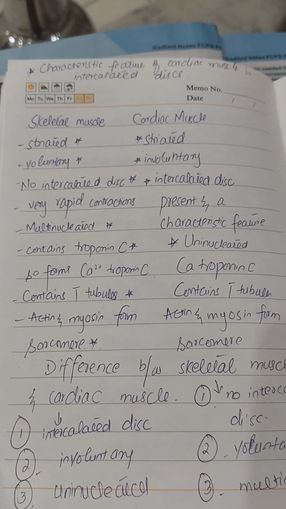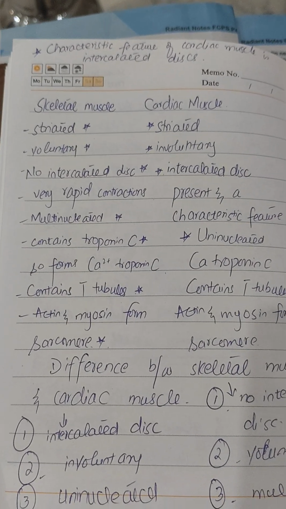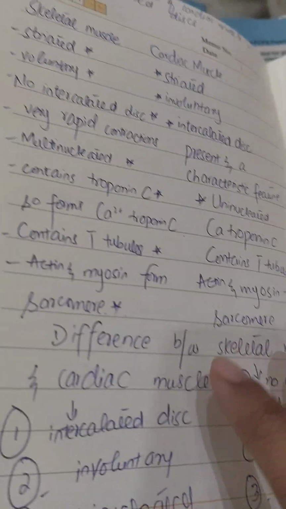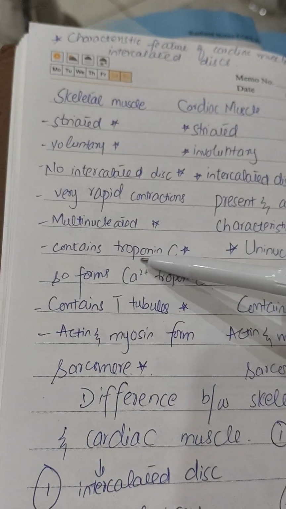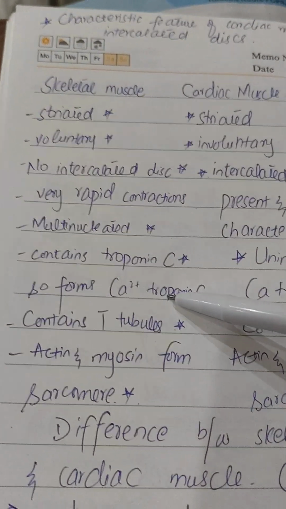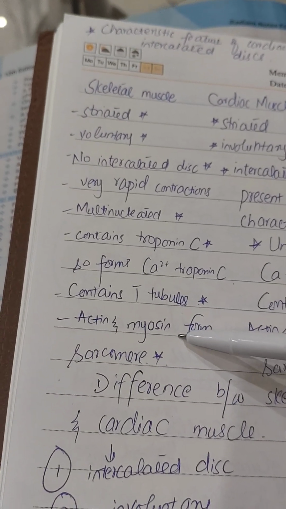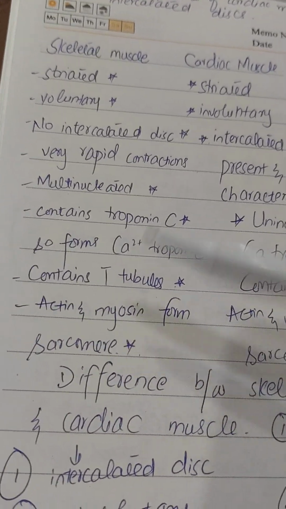First we'll look at the skeletal muscle. Skeletal muscles are striated and voluntary, there is no intercalated disc, and they have very rapid contractions. They are multinucleated, and they contain troponin C, so they form a calcium-troponin C complex. They contain T tubules. They have actin and myosin, which combine to form the sarcomere.